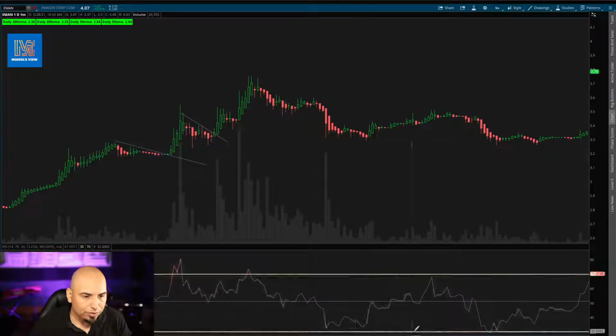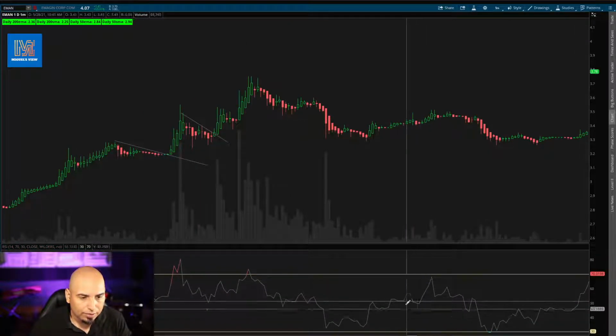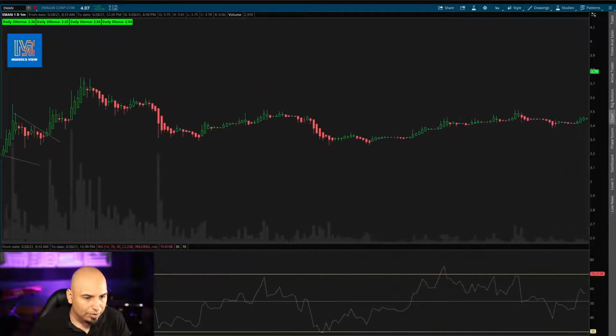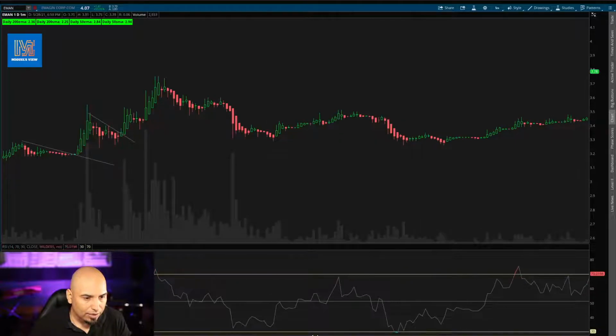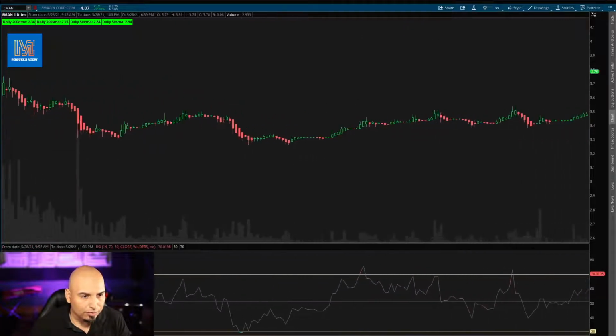This one kind of broke through. Could have worked also, a little bit more choppier. We came to oversold territory here, and the same thing, you draw your downturn break, and if it breaks above, you see if you can get a move.